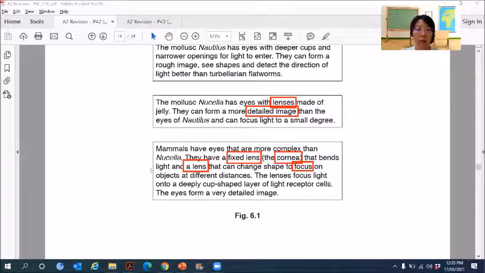Okay. So they can know the object at different distances. So now we can know the distance of the image. Not only can we see the image, we know how far away it is from the organism. Okay, and deeply cup shaped. So the eye is a very deep cup shape, becoming deeper and deeper. And they also have a layer of light receptor cells.